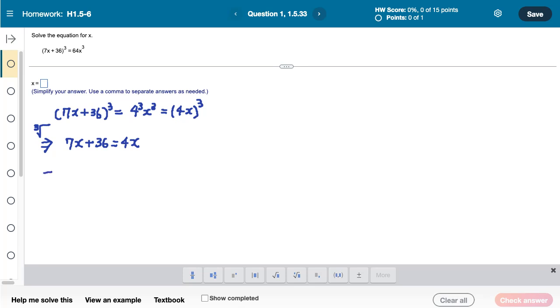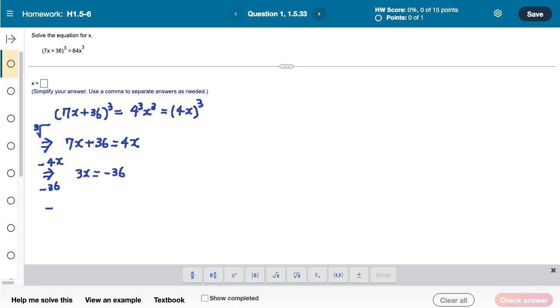So I'm going to move 4x to this side, so I'm going to subtract 4x. Right? Then we're going to move 36 over to the other side, so we're going to subtract 36. Right? So 7x minus 4x is 3x, and then 36 on the other side becomes negative 36.